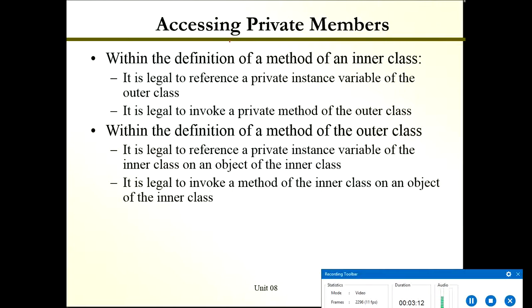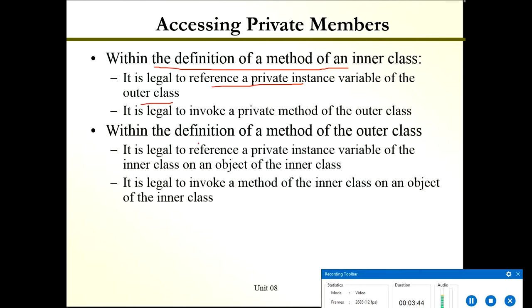Alright, so how do we access the private members? Within the definition of a method of the inner class, we can reference a private instance variable of the outer class. So we have defined a class inside the class. From the inner class, we can refer to any private instance variable which belongs to the outer class. Also, it is legal to invoke a private method of the outer class. So by having the inner classes or the helping classes, we can access the private members of the outer class.